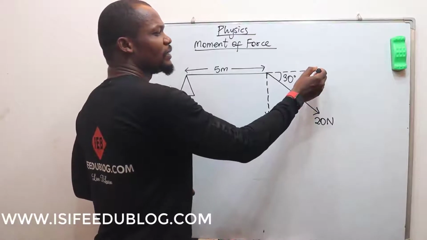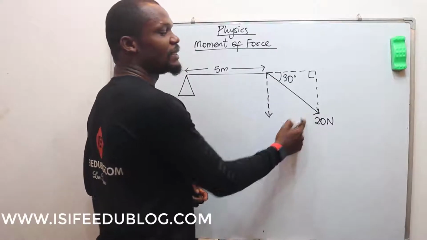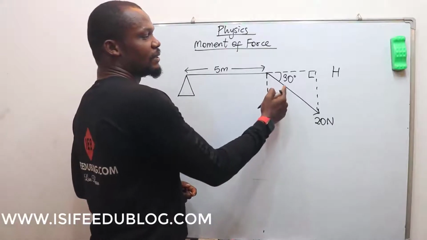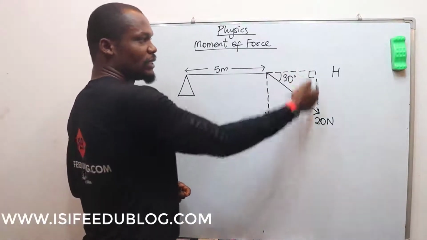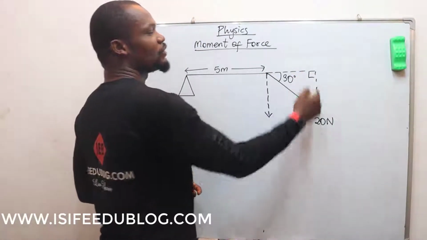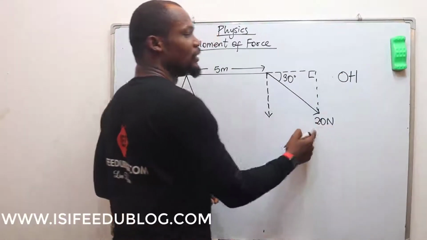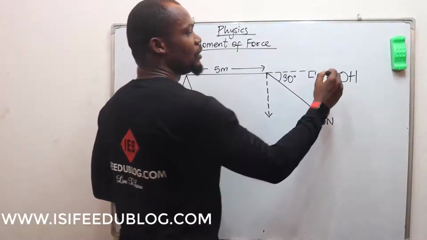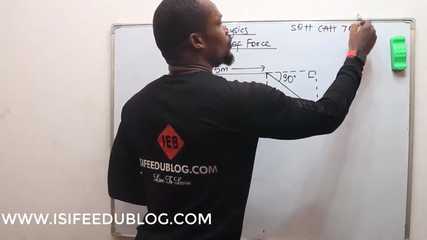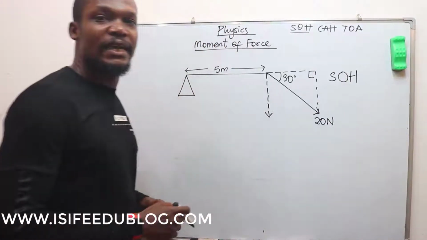For vertical component, if this is a right angle triangle, this force given is the hypotenuse, H. And we are looking for the opposite. The vertical component is the opposite of this right angle triangle. Hence, we are looking for the opposite, and the 20 Newton is the hypotenuse. Hence, from SOHCAHTOA, we can see that we are going to make use of this, which means we are using sine.